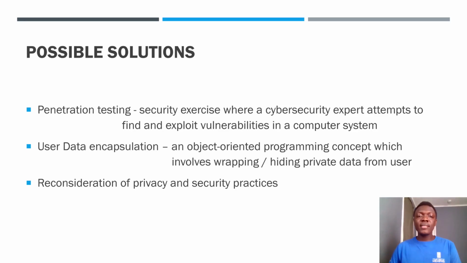Last but not the least, reconsideration of privacy and security practices can also help prevent these security vulnerabilities in our artificial intelligence systems or devices. This involves ensuring a working information security governance structures in organizations and also setting up an information security office if the organization is not even having some at the moment.